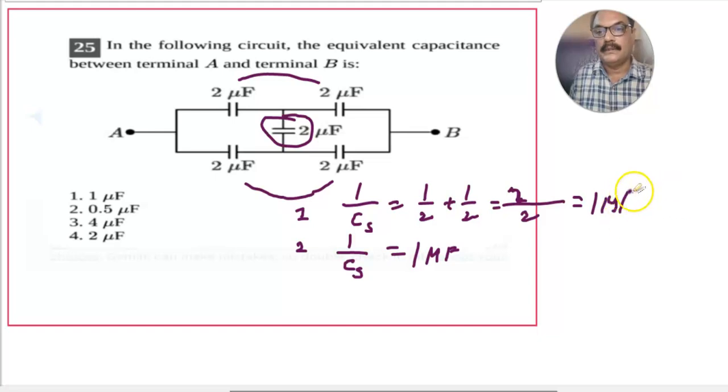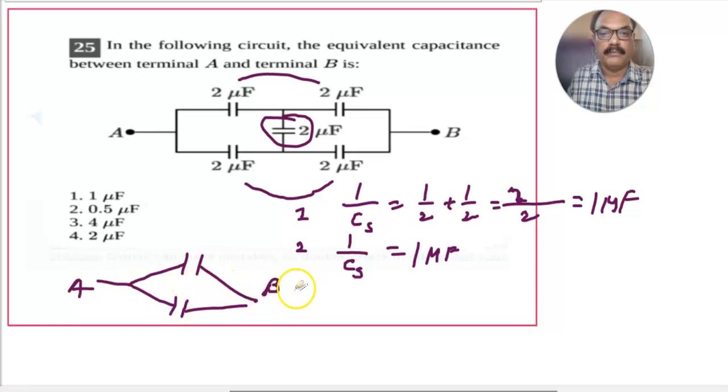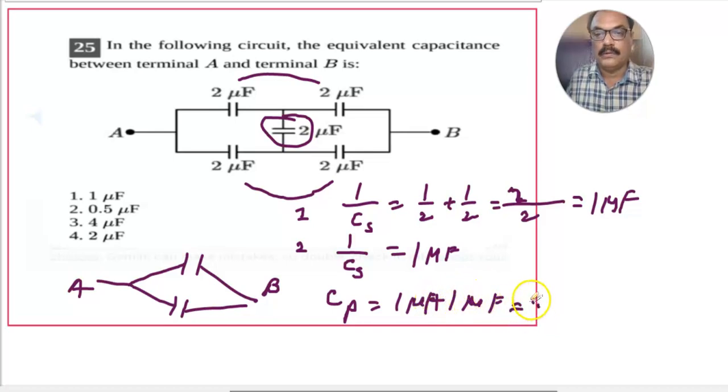So now the network will become like this. This will be one capacitor and this will be another capacitor. So what will happen here? A, B becomes a parallel circuit. In parallel, what is the formula? C parallel is equal to 1 microfarad plus 1 microfarad. That is just added. So you will get here 2 microfarad. This is the answer. So which one is the answer? The fourth one is the answer.